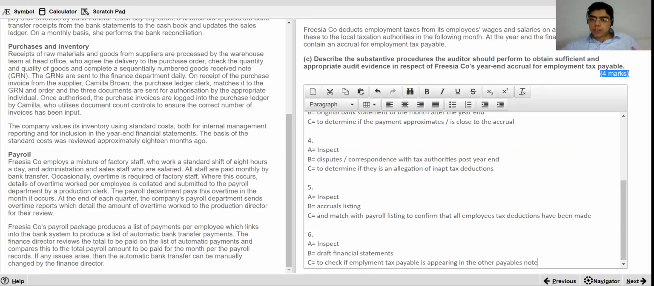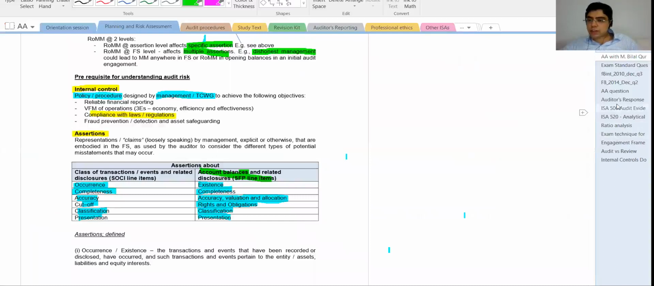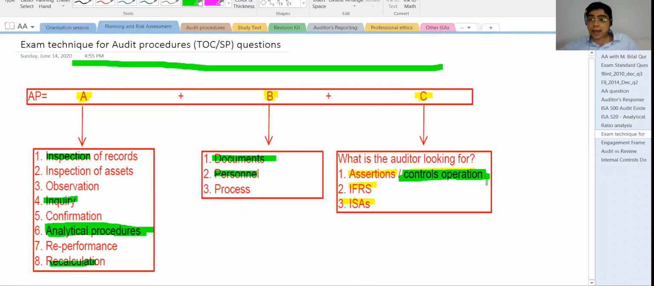So you see, your assertions actually inform your thinking process. Whenever you get blank in the exam, think about assertions. If you're not able to get anything from assertions, think about IFRS. If you're not able to find anything from IFRS, then think about auditing standards. We're going to apply that today. We've applied it through assertions. I mean, most of my procedures are helping you to verify the valuation, the existence, the completeness, the presentation of the employment tax payable.